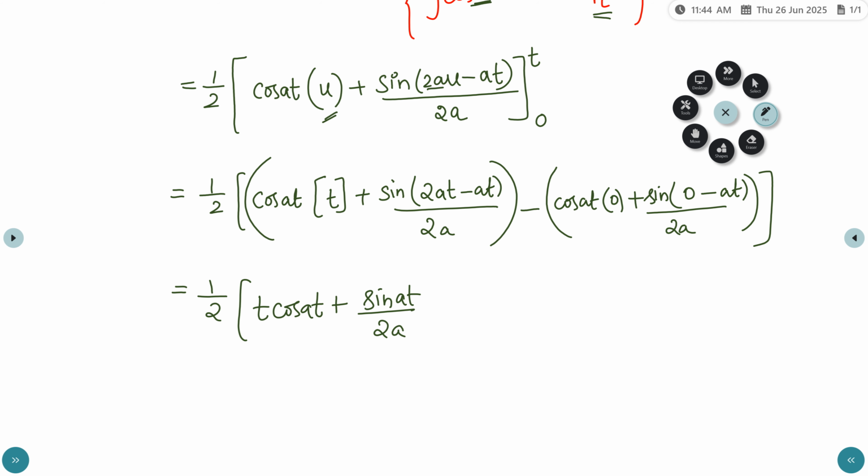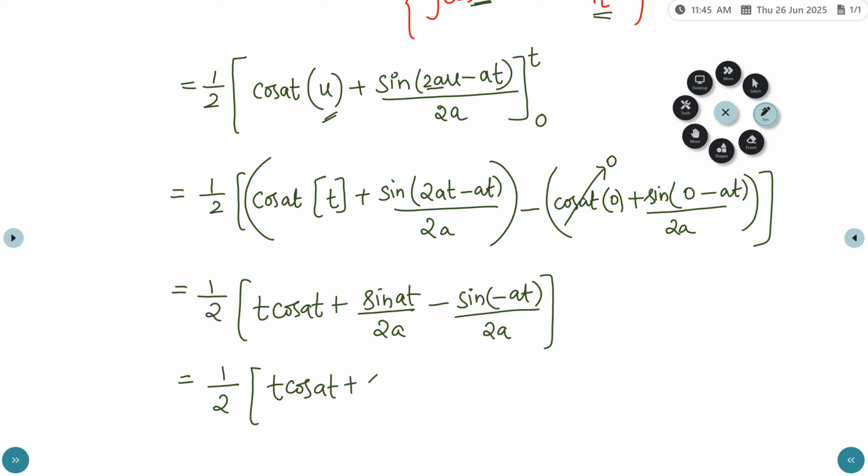Then 0 into anything will be 0. So 0. Then minus sin of 0 minus at, minus at divided by 2a. Then simplifying this one, we will get 1 by 2 t cos at plus sin at divided by 2a.